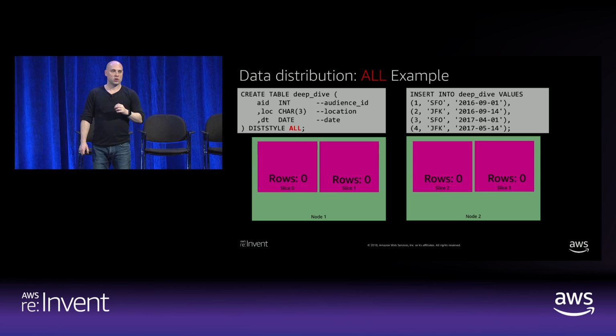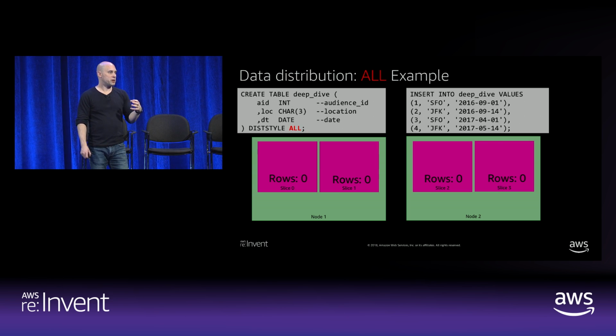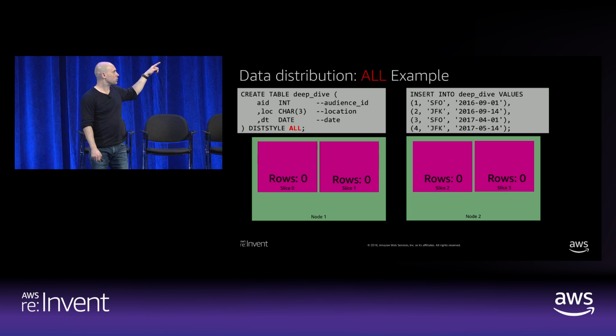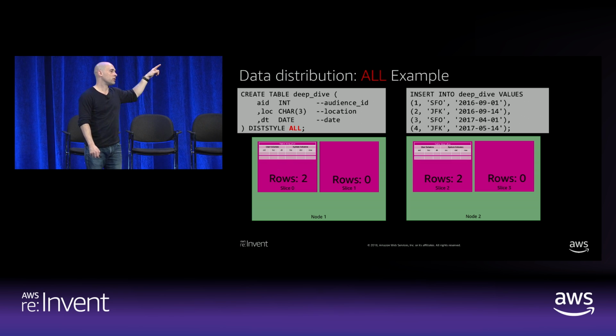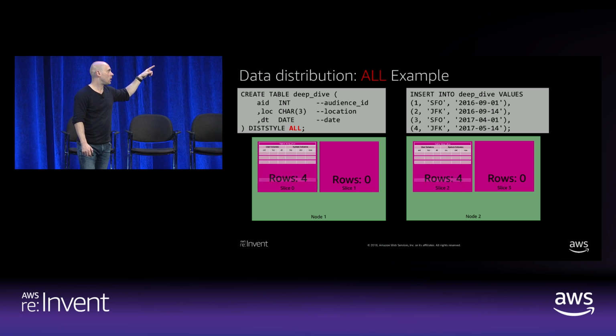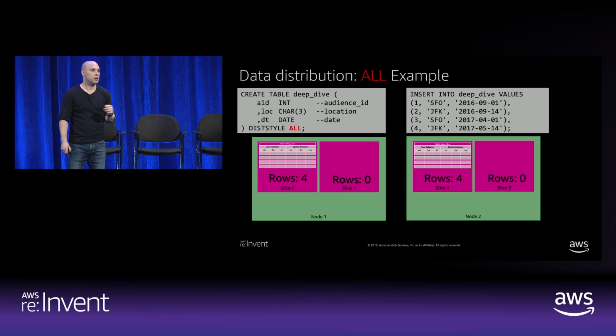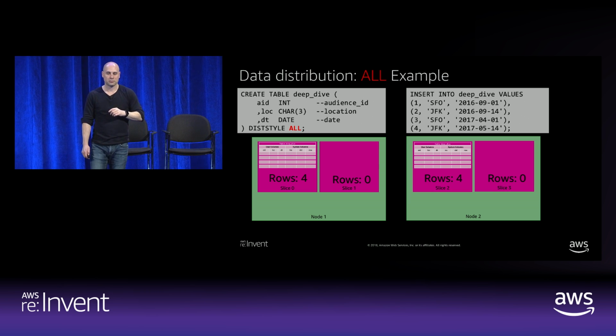Then what we have is distribution style all. Like I said, this is kind of a special case for small tables, dimension tables and such. What we do here is we write to the first slice on every node. So in this case, all 4 rows are represented on both nodes in the cluster.